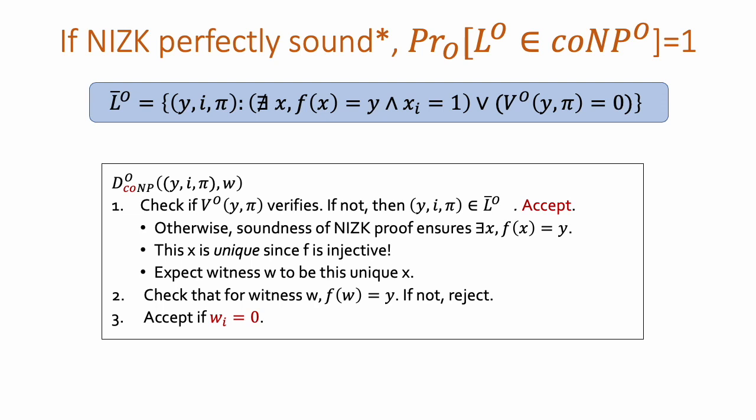If it does, then by the perfect soundness of the NIZK proof, we can know for sure that there must exist some x such that f of x is equal to y. Now this x is unique because f is injective. So we can expect this x to be the unique witness w. Now all the decider needs to do is check if f of w is indeed equal to y and if the ith bit of this witness is 0. If both of these happen, then it just accepts, otherwise it's going to reject.